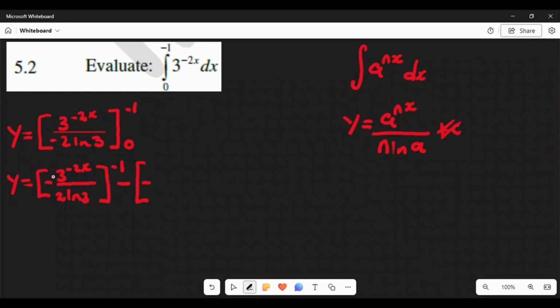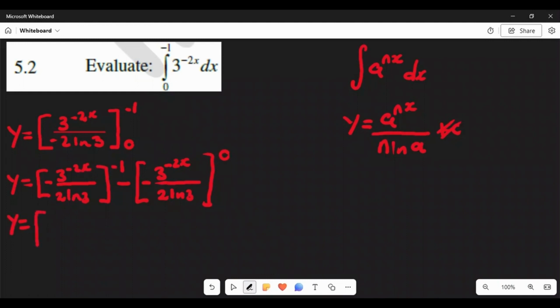So let's not forget this one is also negative, by the way. So it's going to be minus 3 to the power of negative 2x over 2 natural log 3, and then this is the bracket for the lower limit, which is 0. From here, the only thing that is left for us, guys, is to substitute wherever there is x.